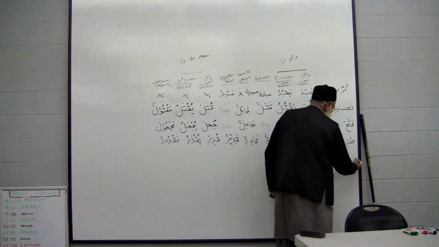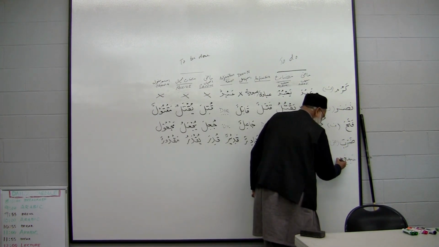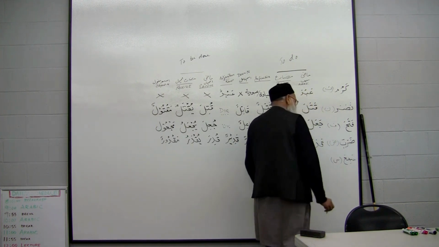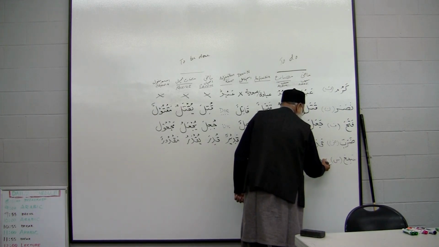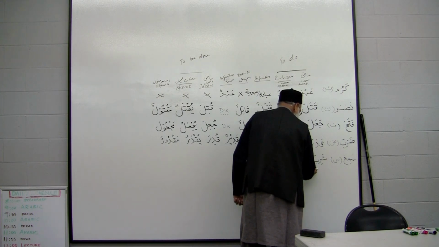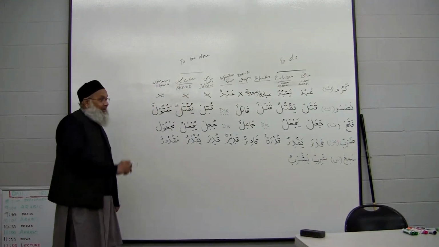Then the next bab we have is Samia Yasma'u. Samia Yasma'u, bab seen. Shariba Yasma'u, good example. Shariba Yashrabu. You know, I said hundreds and thousands of words. Now you understand?